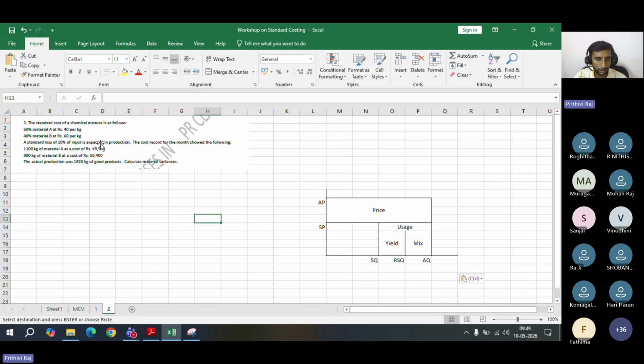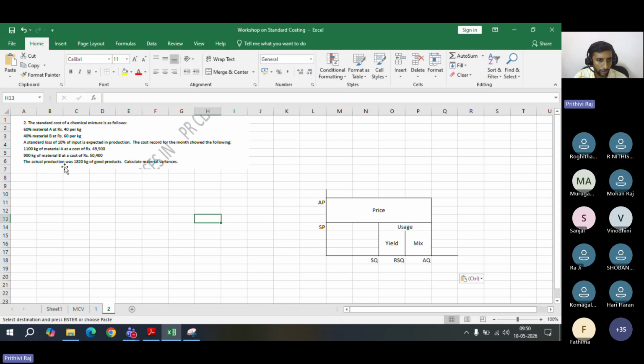So 10% is included. The cost record for the month shows the following. So these are the actuals. 1,100 kg of metal A at a cost of 49,500. 900 kg of metal B at a cost of 50,400. You can see this is my overall cost, so AQ is the overall cost. In the table, you will be taking only the cost per kg, rupees per unit. So I will convert this into per unit. They have given the overall value, and you have to calculate the value per unit. This is the quantity consumed. So actual quantity 1,100 and 900. There is no opening and closing stock given, so I'll take that value as the consumption value.